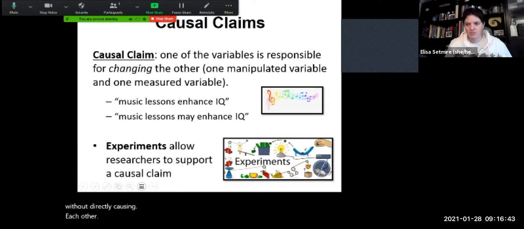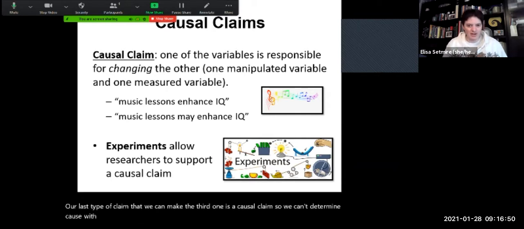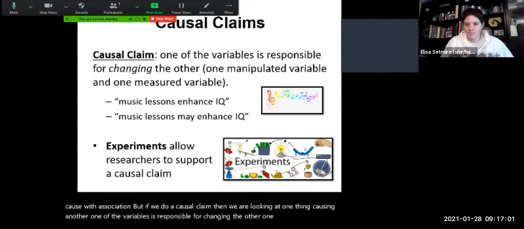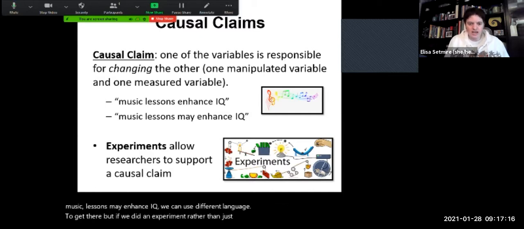Our last type of claim that we can make, the third one, is a causal claim. So we can't determine cause with association, but if we make a causal claim, then we are looking at one thing causing another. One of the variables is responsible for changing the other: one manipulated variable and one measured variable. So for example, we could say music lessons enhance IQ, or music lessons may enhance IQ. We can use different language to get there. But if we did an experiment, rather than just looking at a correlation, experiments allow us to determine cause.